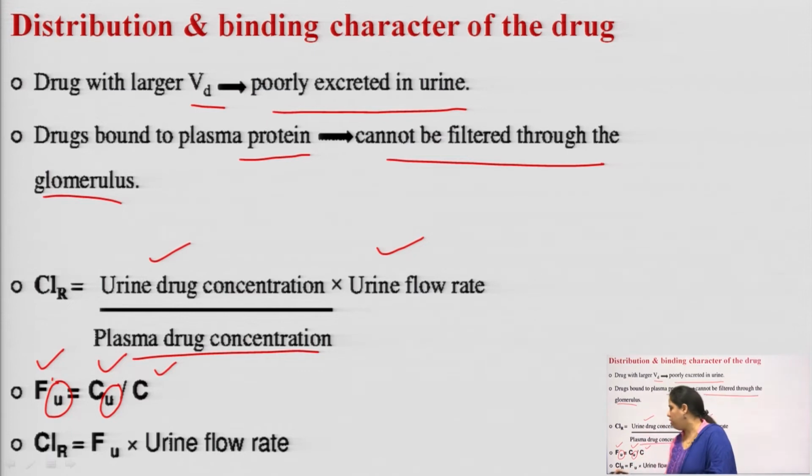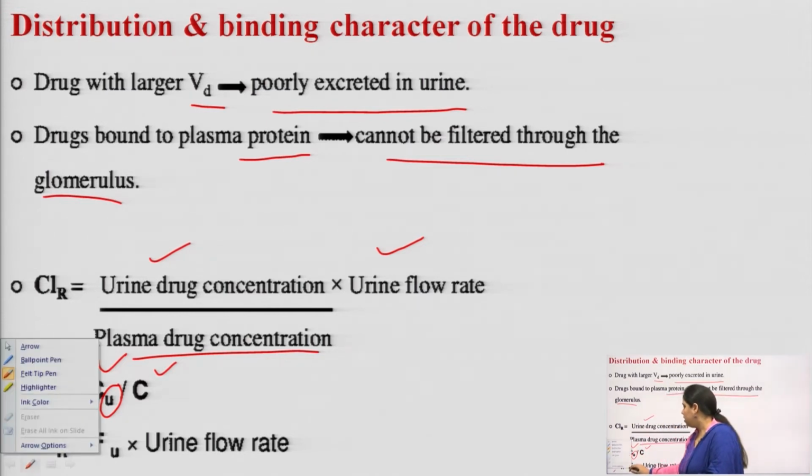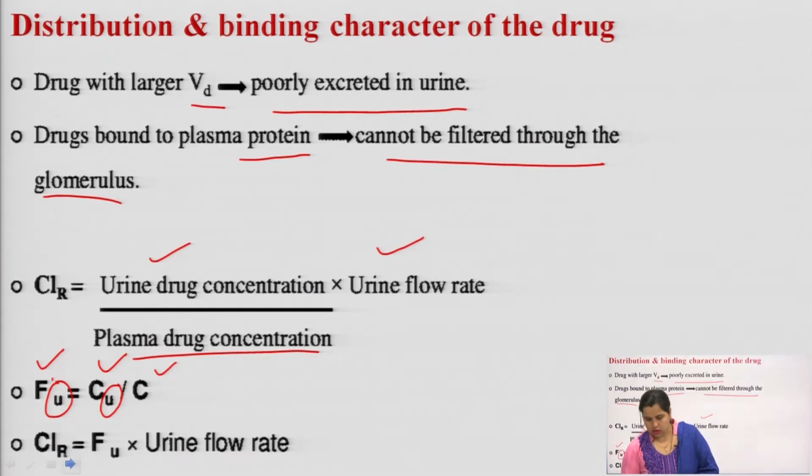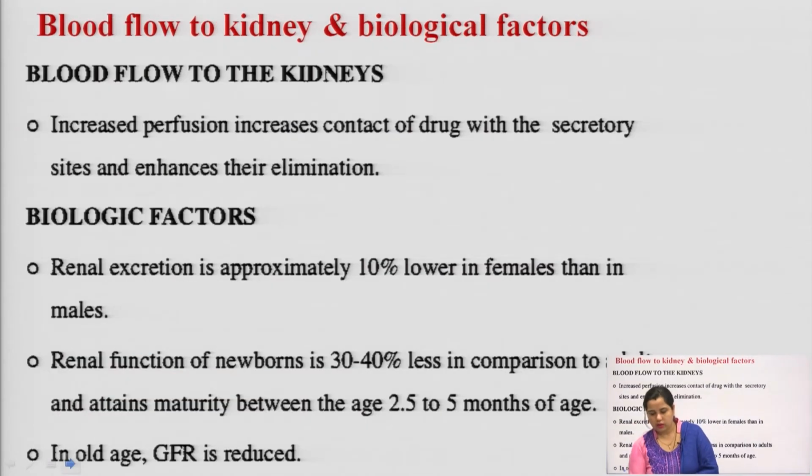So, overall renal clearance is CLR equal to Fu into urine flow rate. This is how we can calculate it. Now, the biological factors affecting renal clearance: blood flow to the kidney and other biological factors.